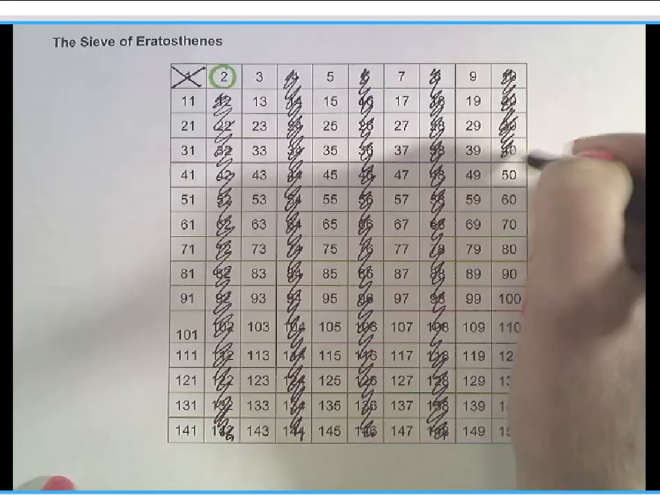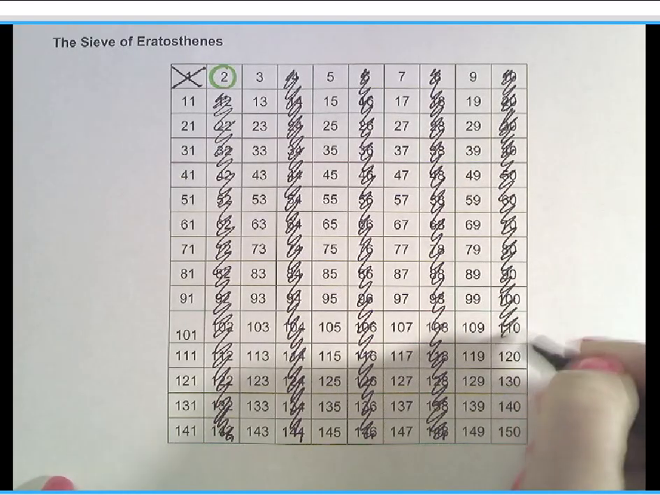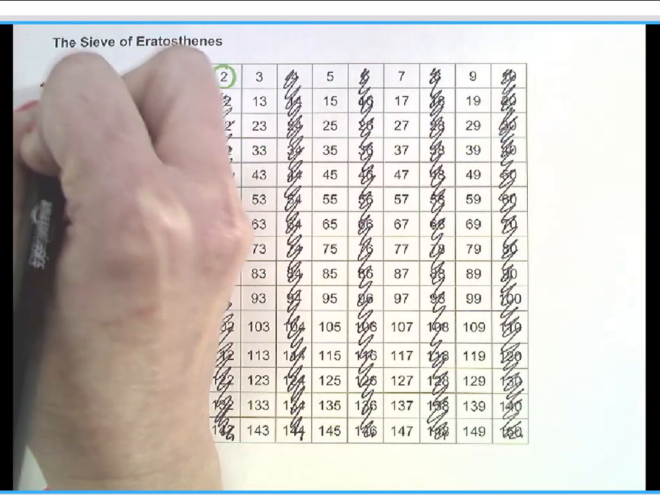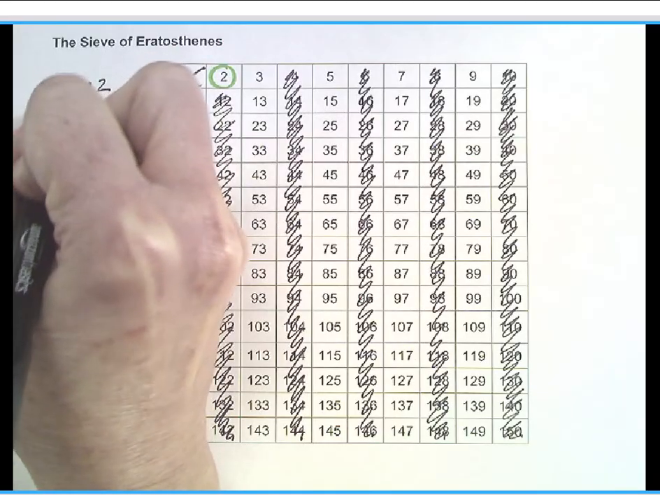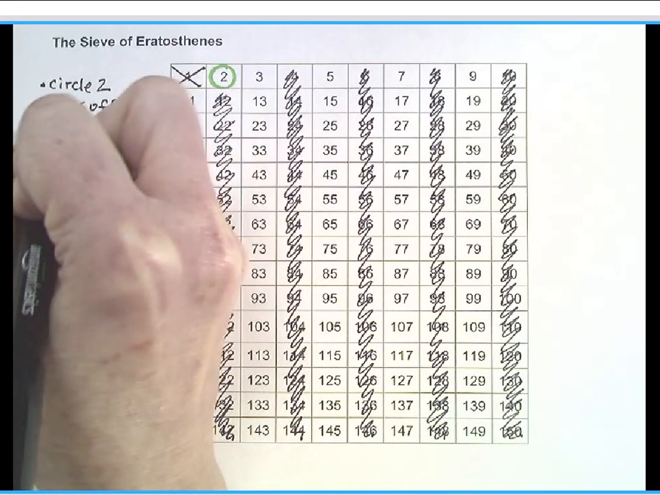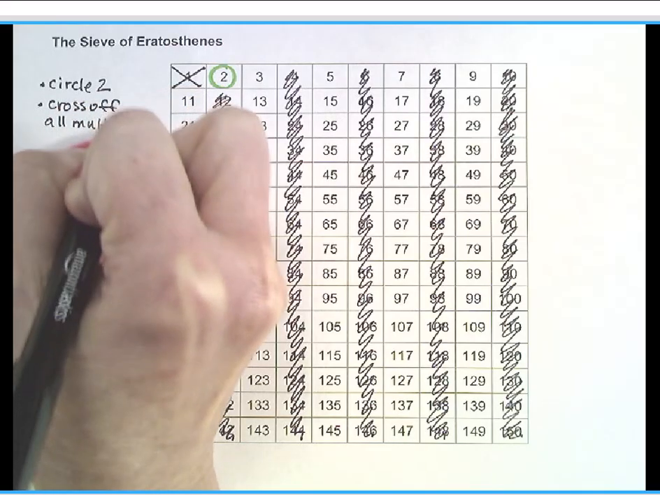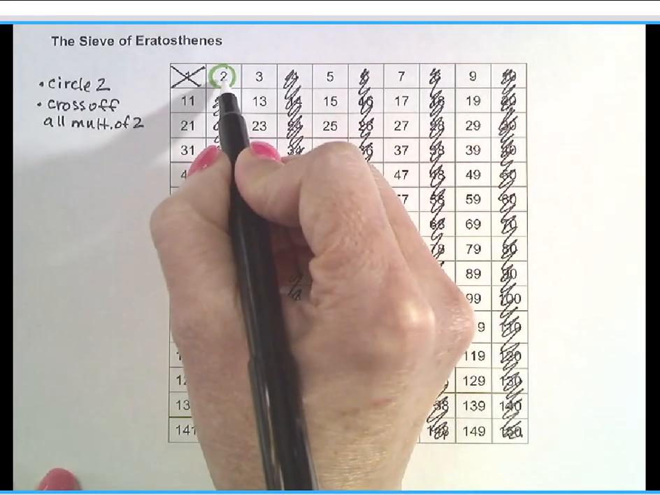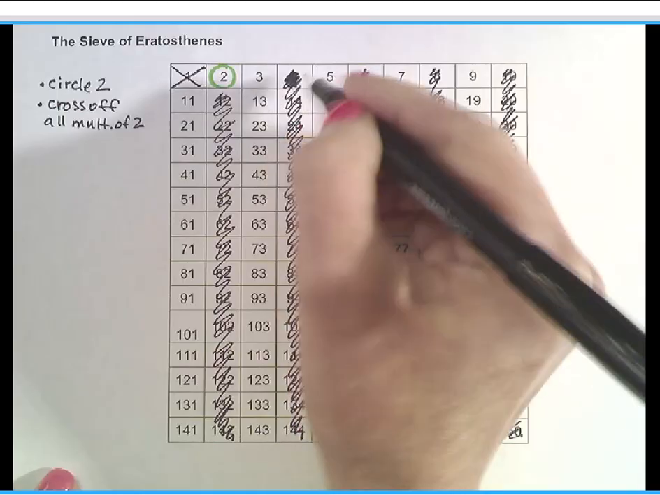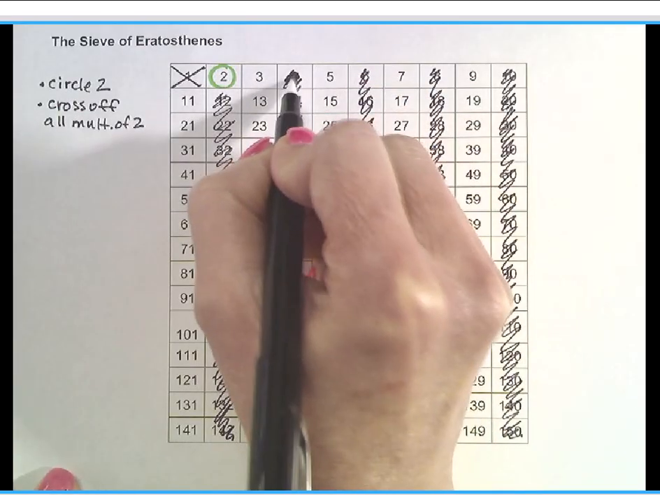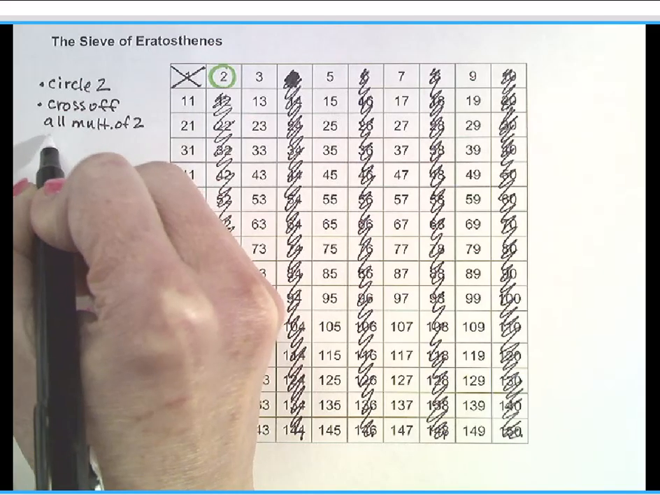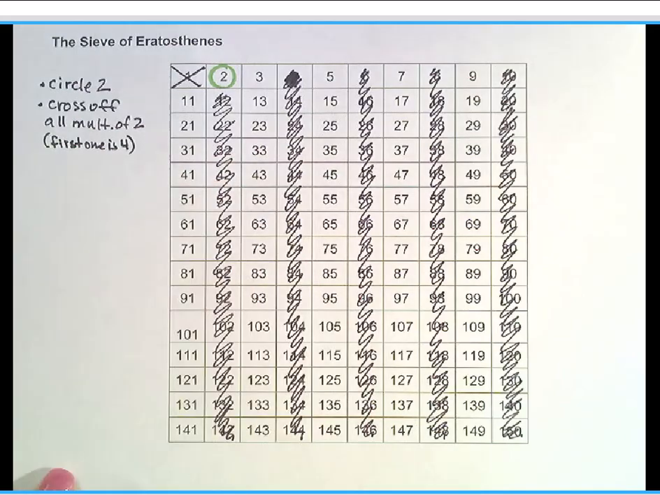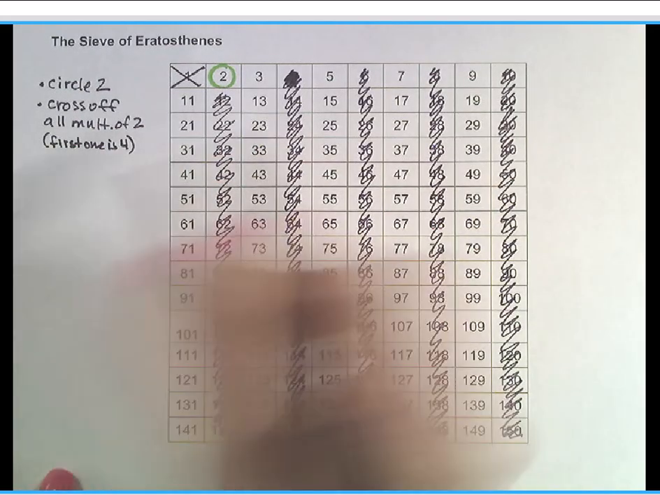But I want to go back and make a note of something. So we circle 2, and then we cross off all multiples of 2. That's what we did. So we circled 2. I want you to notice if we had gone in order, the very first multiple we would have crossed off would have been 4. Okay? So I just want to make a note in here. The first one is 4. We're going to see a pattern that's going to kind of emerge with the first number that you cross off.